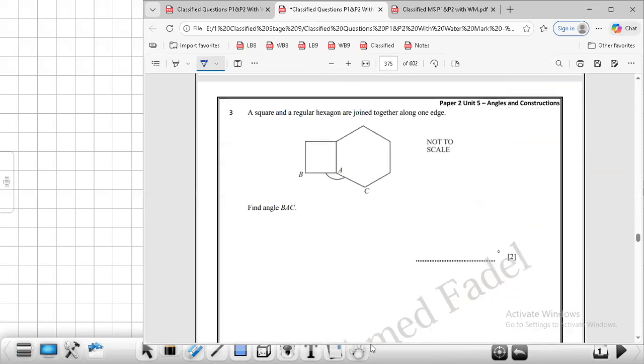Find angle BAC. Okay, not a problem. I know that this is 90 because it's a square. And they told you that this is a regular what? One, two, three, four, five, six. So it's a regular hexagon.